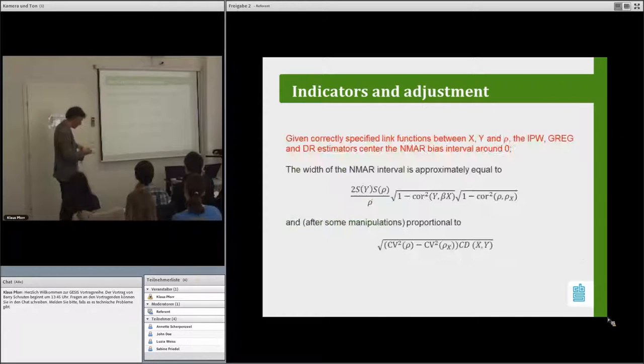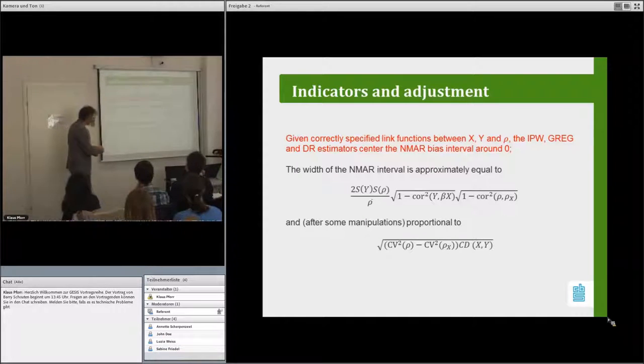There's a lot of mathematics or algebra behind that, but you can prove that it should be in an interval that cannot be wider than a certain size, and that size is determined by this. Now, if you change that expression, you can rewrite it like that. It's actually a difference in squared coefficients of variation between the true rho that you're interested in and the one that you have estimated from the auxiliary variables, and then the coefficient of variation again.